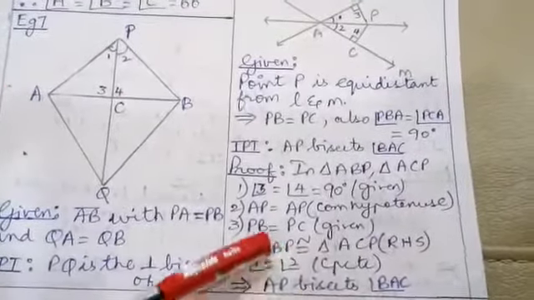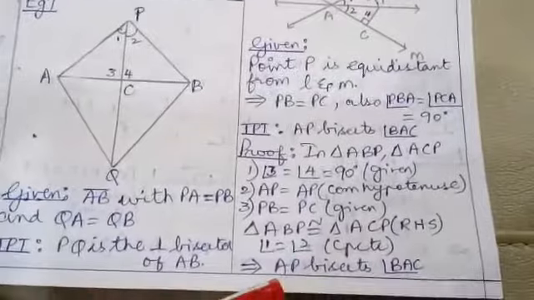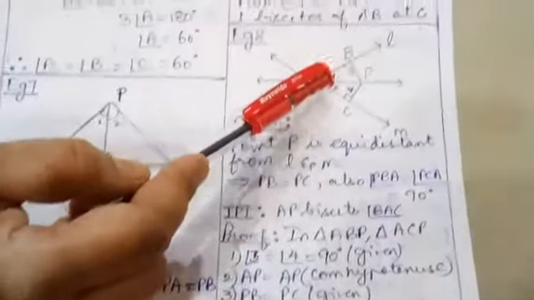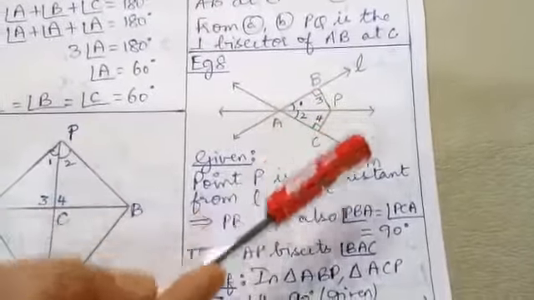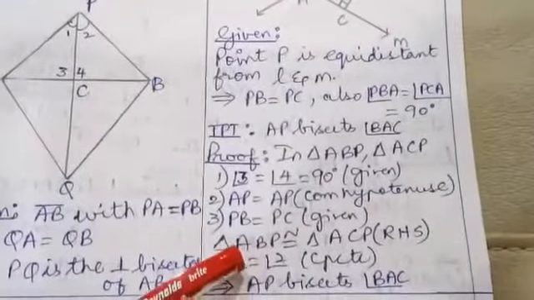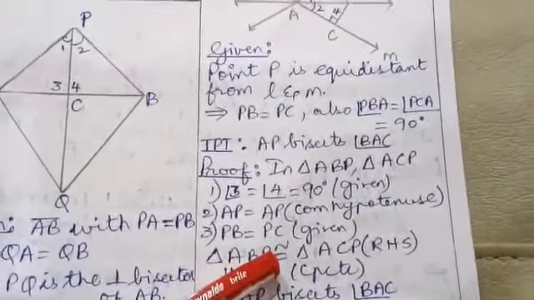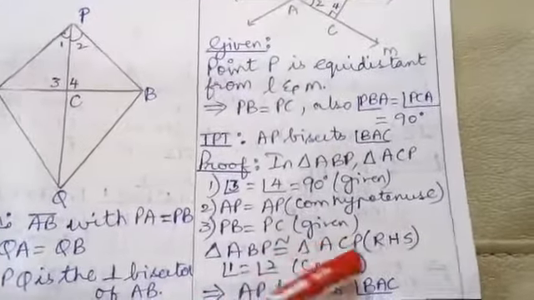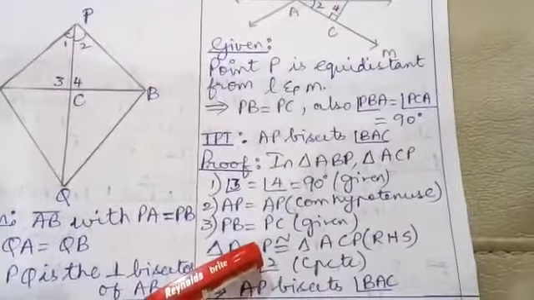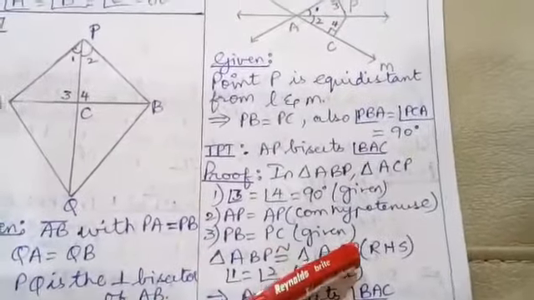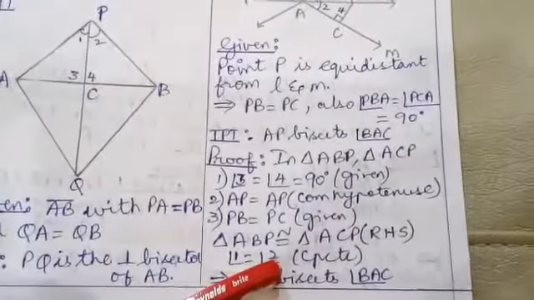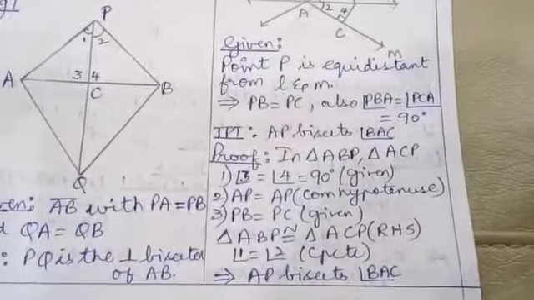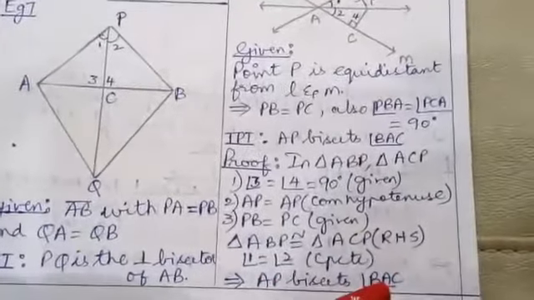Which means now that the triangles are congruent, their corresponding angles are equal. So what is angle 1? It's BAP. You need to show that BAP equals CAP. See the order here: BAP equals CAP. Can you see that? Angle BAP equals angle CAP. Clearly, angle 1 is equal to angle 2 by CPCTC. This means AP bisects angle BAC.